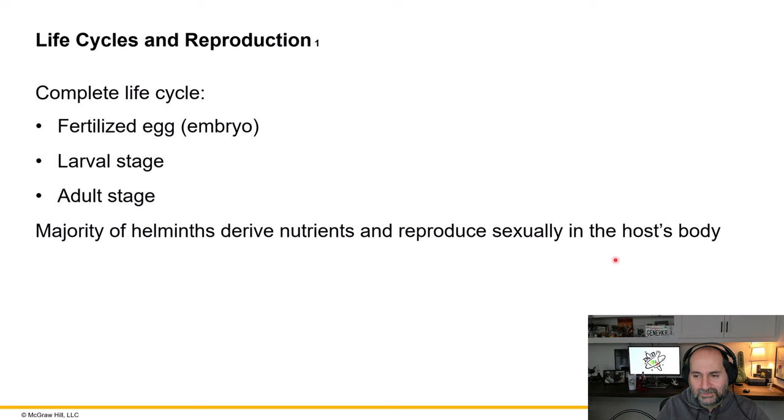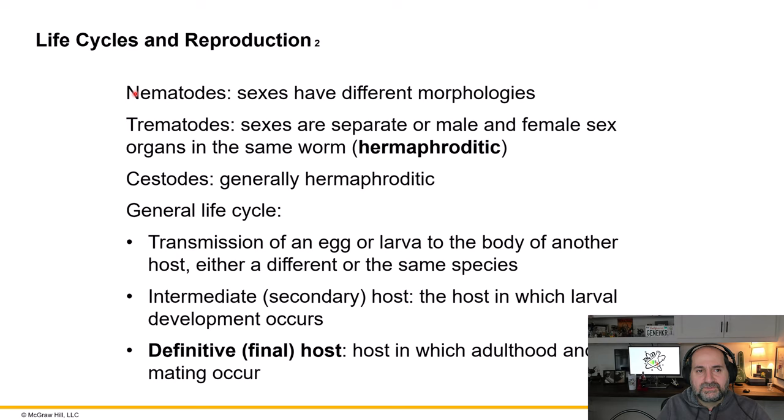Now, when it comes to the life cycle and reproduction of worms, the nematodes have different morphologies for the sexes, which means they have a male worm that looks a particular way and a female worm that looks a different way. Cestodes, remember, are like the tapeworms. The cestodes generally are hermaphroditic. This means that they can possess both the male and the female gametes, the sperm and the egg. So if you have a single tapeworm, that single tapeworm is hermaphroditic. It can make the sperm and the eggs, so it could do sexual reproduction with itself. You do not need two separate worms to make offspring.